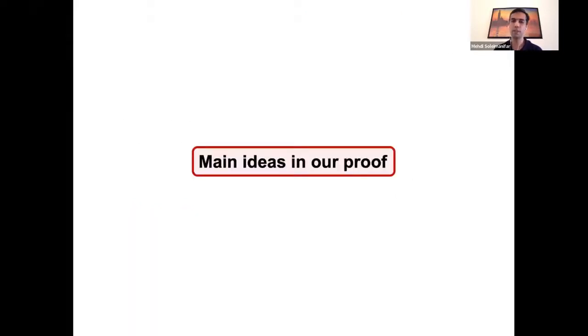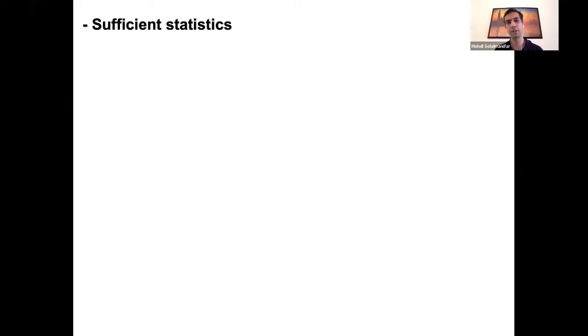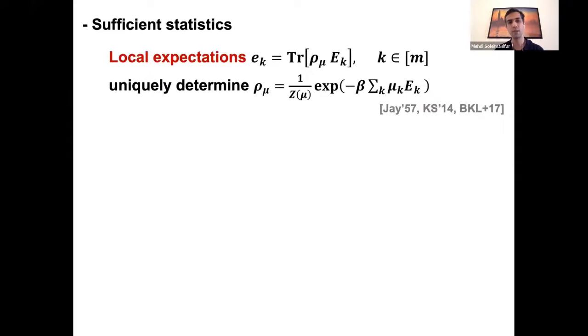So let me briefly tell you the main ideas in our proof. The first is the concept of sufficient statistics. It turns out that knowledge of the exact values of certain local expectations suffices to uniquely determine the Gibbs state and the Hamiltonian, or these interaction coefficients mu. This is similar to the case where you want to learn a Gaussian distribution, where looking at the sample mean and variance of your input data is sufficient to determine the whole distribution. We can generalize this to the quantum setting.